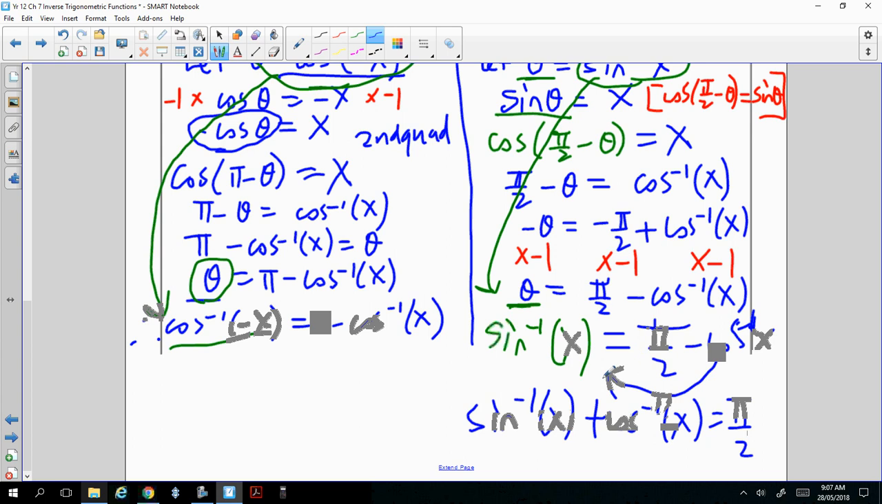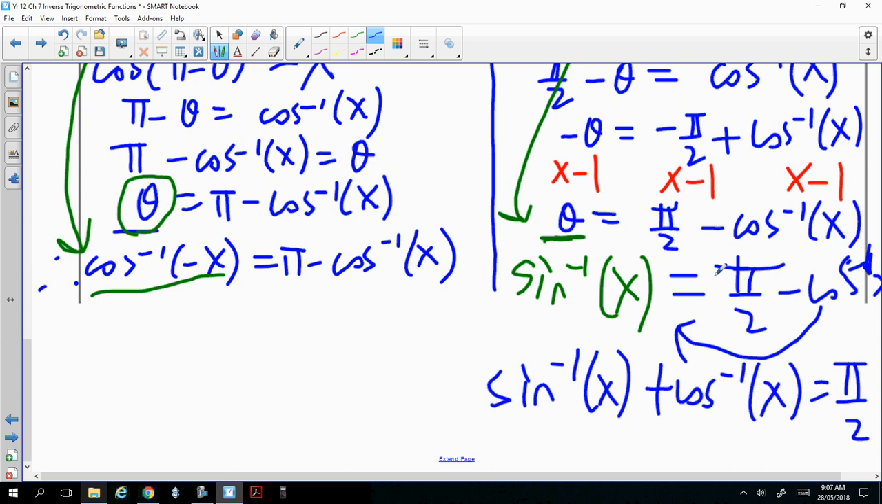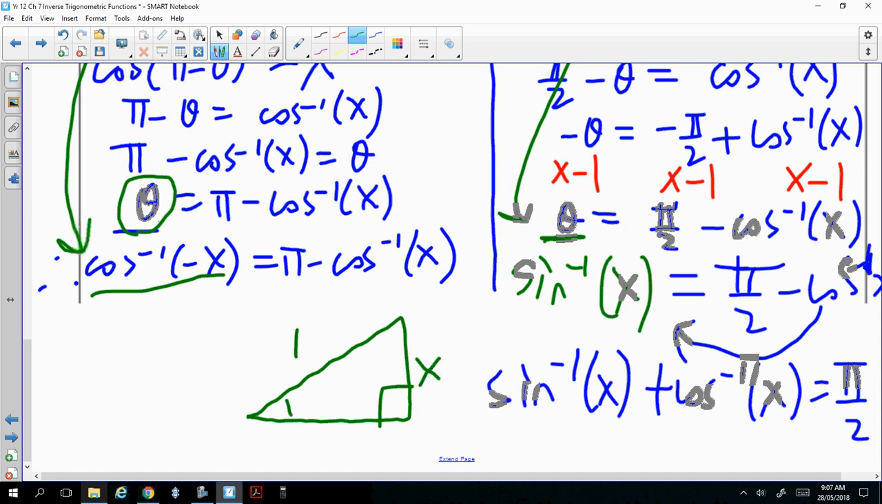Okay, good. Alright. So let's see why this is the case. Why do they add up to 90 degrees? One way to understand this is from the viewpoint of the right angle triangle. So you've got sine inverse of x. Sine inverse of x is this angle here, because it's opposite over hypotenuse. And then the other one is cos inverse of x, because it's adjacent over hypotenuse. And what do we know about these two angles? They are complementary. They must add up to 90 degrees.